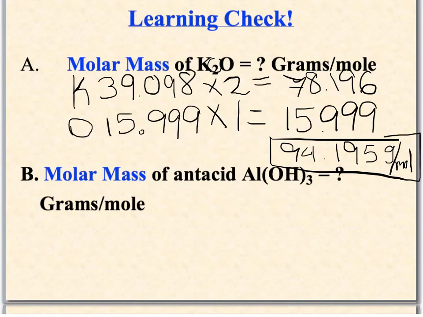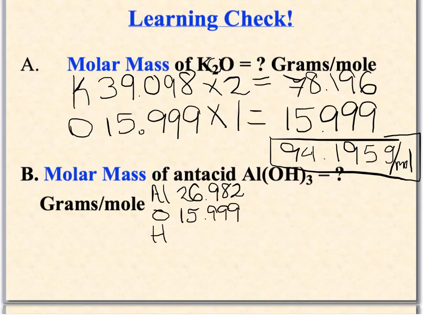All right, let's try one more together. So in this compound, this is aluminum hydroxide, and you actually have 3 elements. So you have aluminum, you have oxygen, and you have hydrogen. So from the periodic table, I'm just going to get the masses of each one. You can check your periodic table also and see where I'm getting these numbers. Okay, so I have the masses for aluminum, oxygen, and hydrogen.